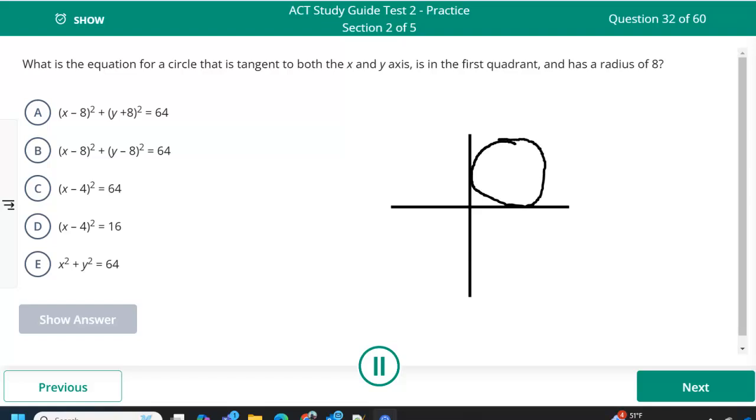Now it says this is tangent to both the x and y axis, which it kind of is if you make allowances for my drawing. It has a radius of 8. So here's the center. That means that from the center to the y-axis is going to be 8. The center to the x-axis is going to be 8. So the center of the circle is at 8, 8.